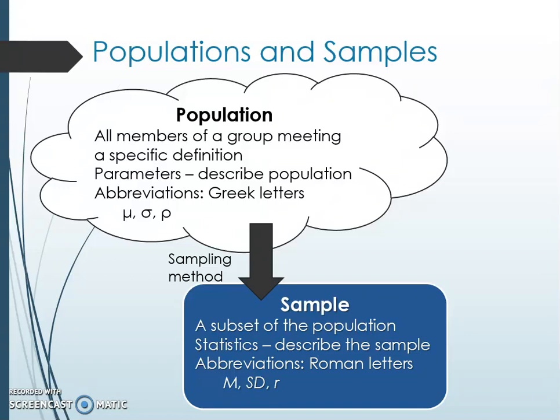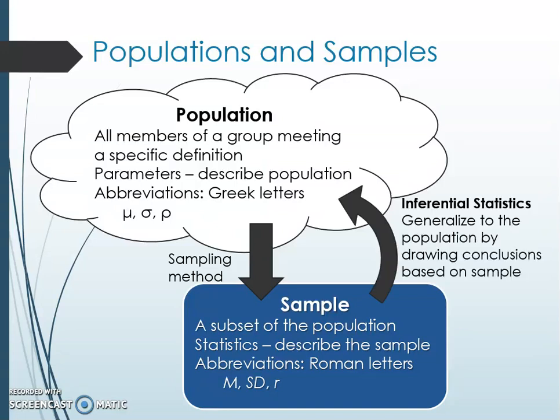And here are some abbreviations. You'll notice they're Roman letters, and they're also italicized when used in APA formatted documents. So M would stand for the mean, SD would stand for the standard deviation, r would stand for the Pearson correlation coefficient.